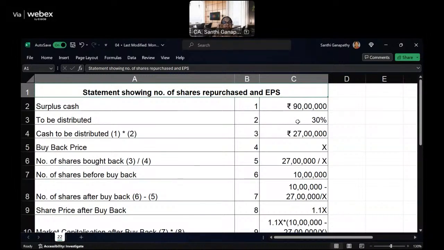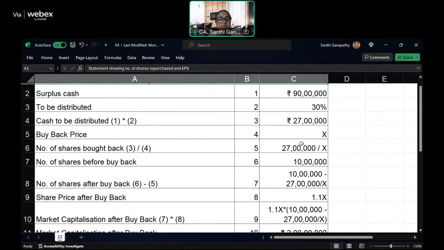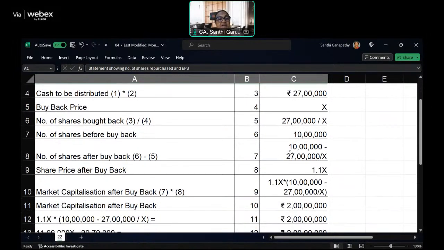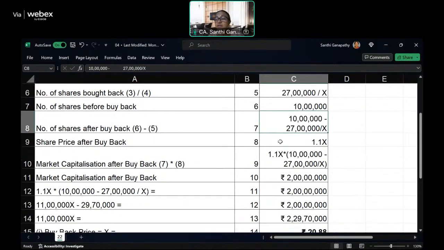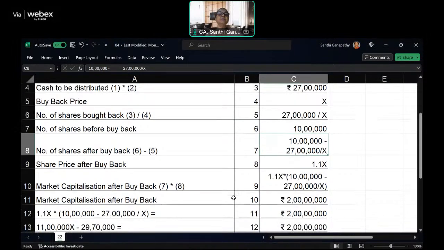Surplus cash is 90 lakhs, 30% is to be distributed. So 27 lakhs is to be distributed. Buyback price can be taken as X, so the number of shares bought back can be found. It's given in the problem that post buyback, the price will be 10% above the buyback price. So market capitalization after buyback, that is the price into number of shares, I can find, because the problem says it will be 200 lakhs. Frame an equation and solve for the buyback price.